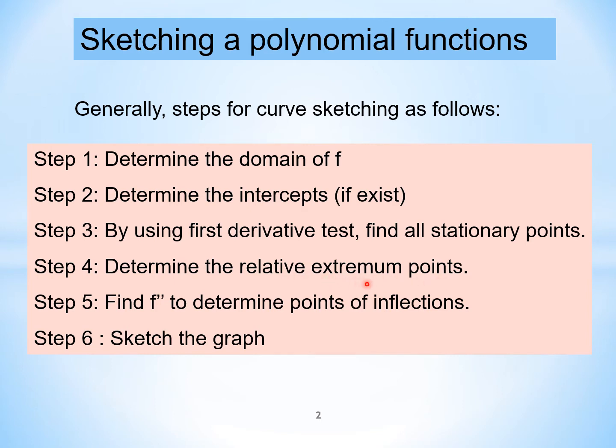Relative extremum means you have relative maximum and relative minimum. And then number 5, find the second derivative to determine the points of inflection. And lastly, you can sketch your graph.